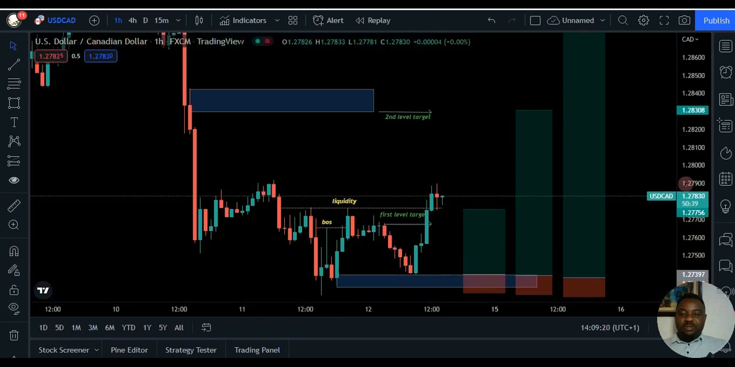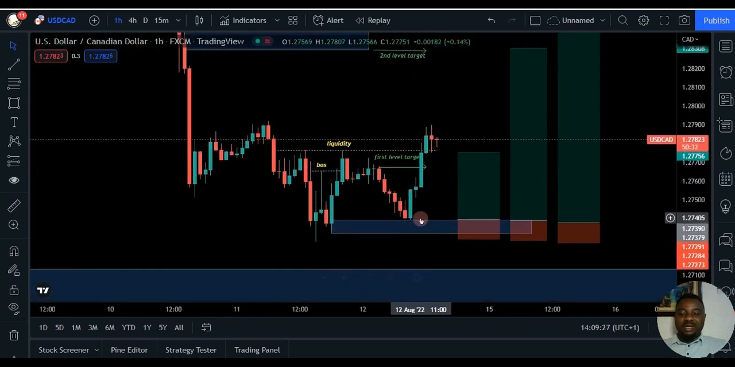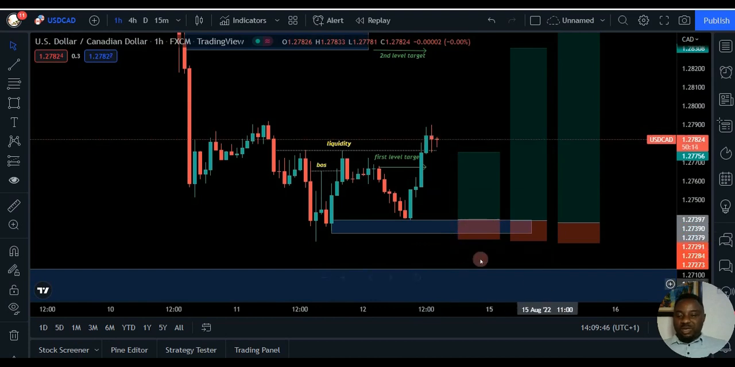For example, after our calculation, after our analysis, we decided that we want to enter this trade at 1.27394. That's the price we wanted to enter the trade. So what you need to do is determine where your stop loss is going to be. Determine that the stop loss will be around 1.2791.